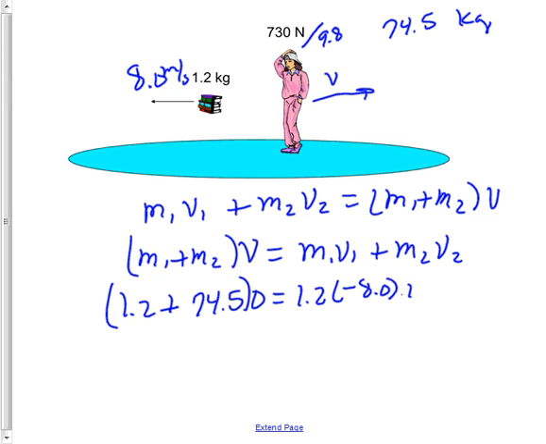Okay, plus 74.5 multiplied by the unknown velocity v2. Okay, now velocity v2 is not going to be very large. It's going to be 0.13 meters per second. Now that's expected because her mass is much larger than the books.